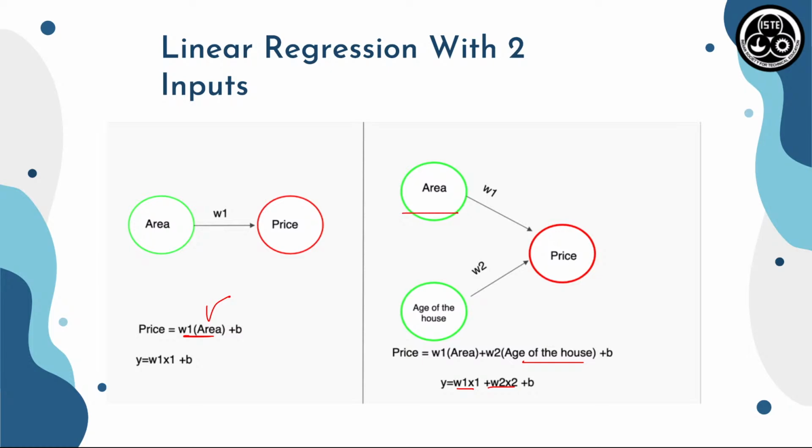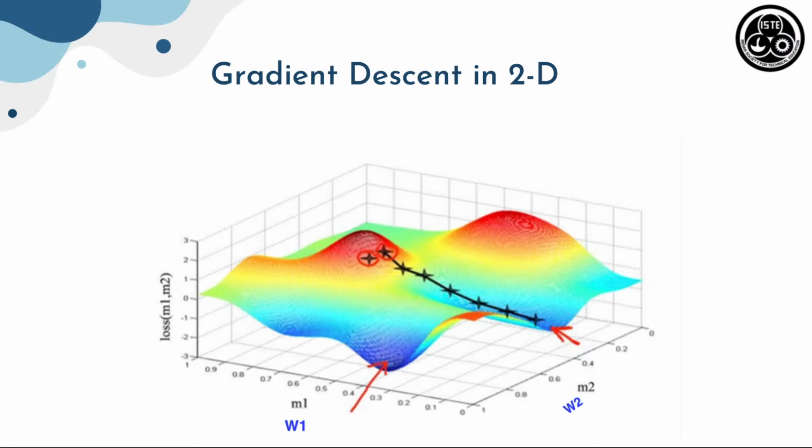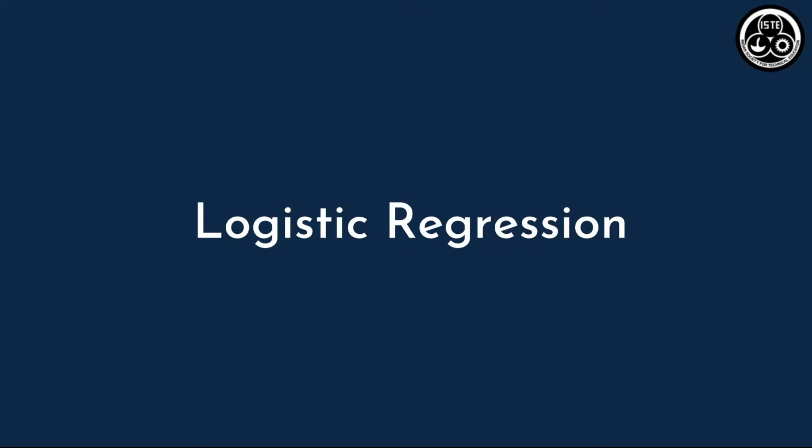This is just the mountain example which I just told you. You need to get down one step at a time to the bottom of the mountain, and that is where the loss is least and the model is the best. Okay, coming on to logistic regression. Now we are finally over with linear regression, and we move on to logistic regression.